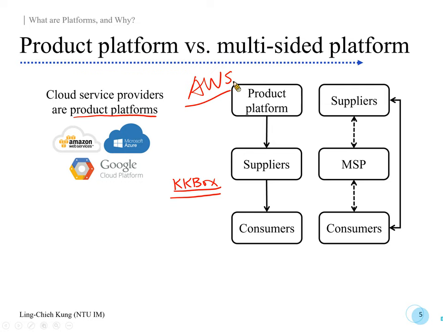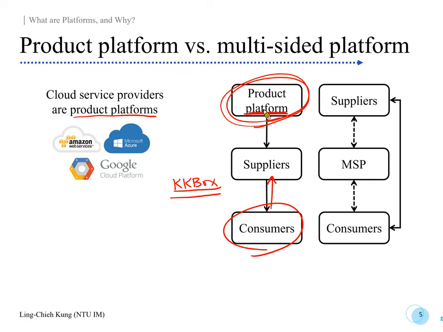So that's totally fine. But the thing is that even though AWS serves as a platform to help companies like KKBox, Dropbox, and many, many others, in that case, we don't say AWS or Amazon is a multi-sided platform. What's the difference? It depends on whether your consumers see the fact about that product platform.